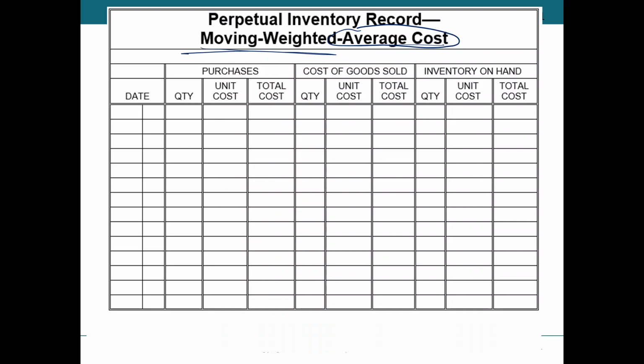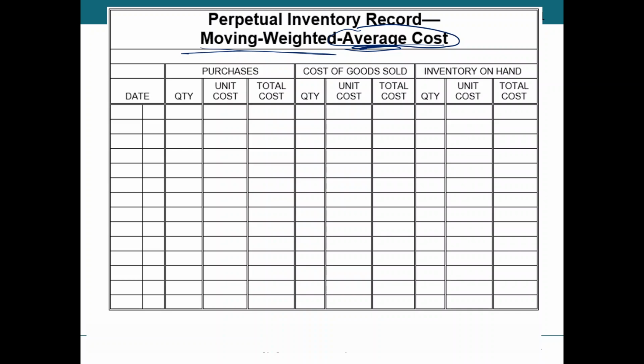Weighted average is just the calculation we're doing, and it's moving because remember, under average cost, every time we have a purchase, we update the average cost that we're using. So it moves with every purchase that we have.